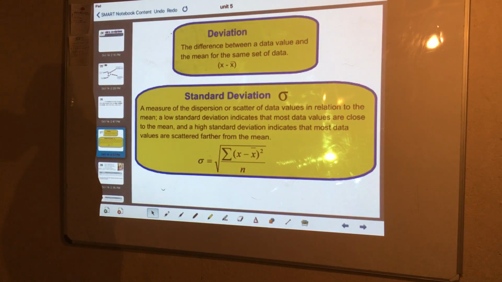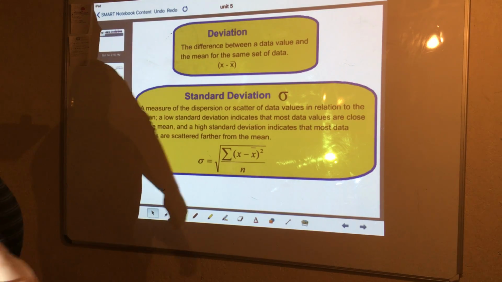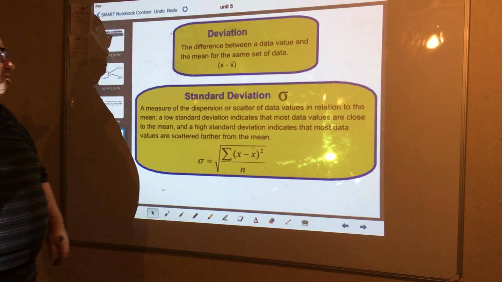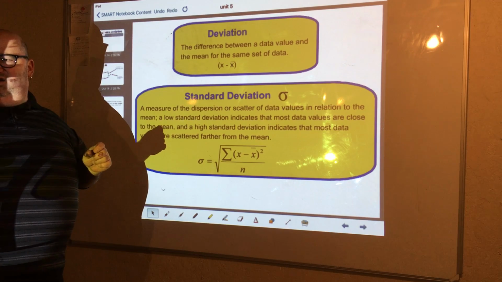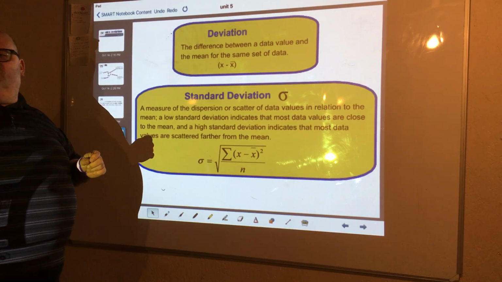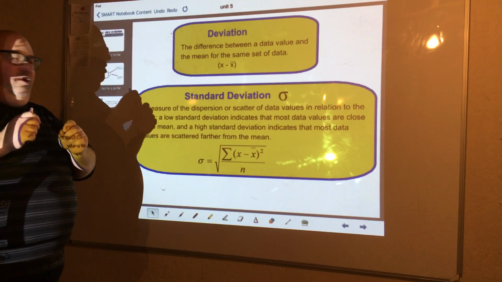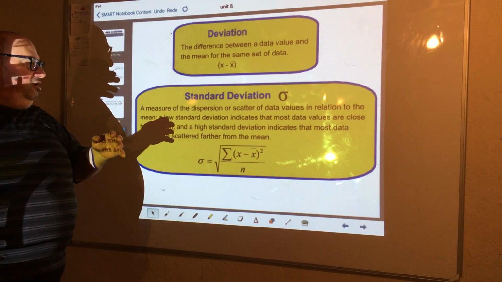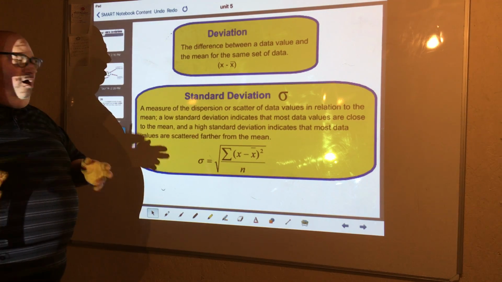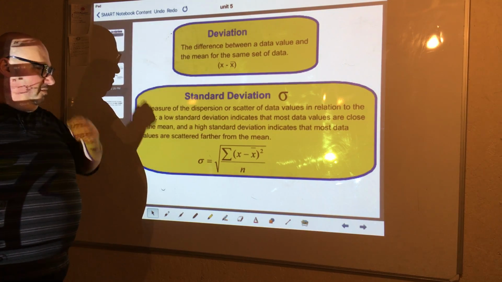Standard deviation is a measure of the dispersion or scatter of data values in relation to the mean. So again, we're looking at our mean. A low standard deviation indicates that most of the data is very close to the mean. A high standard deviation indicates that most data values are scattered further from the mean.